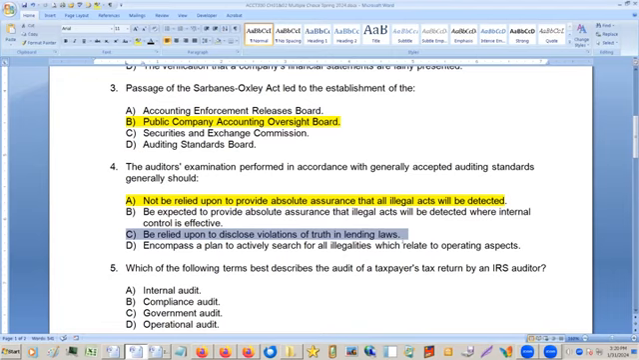C, someone picked C there. C would be more of a compliance audit. That'd be if they're complying with the truth in lending laws. And D, we don't search for all illegalities. We're only looking for things that are material. If they encompass plan to actually search for all material illegalities, that would be correct. But we don't look for all. If they have ones that are immaterial, we don't worry about them.